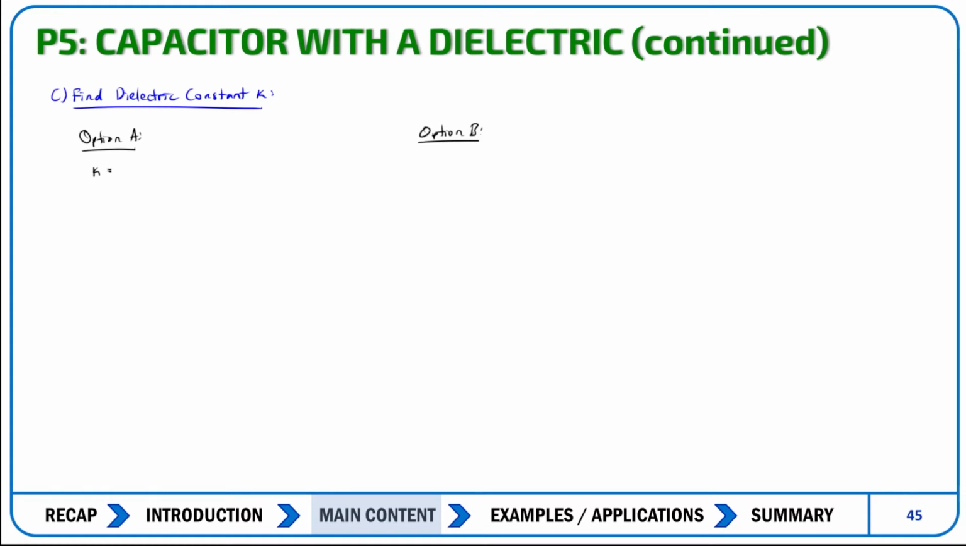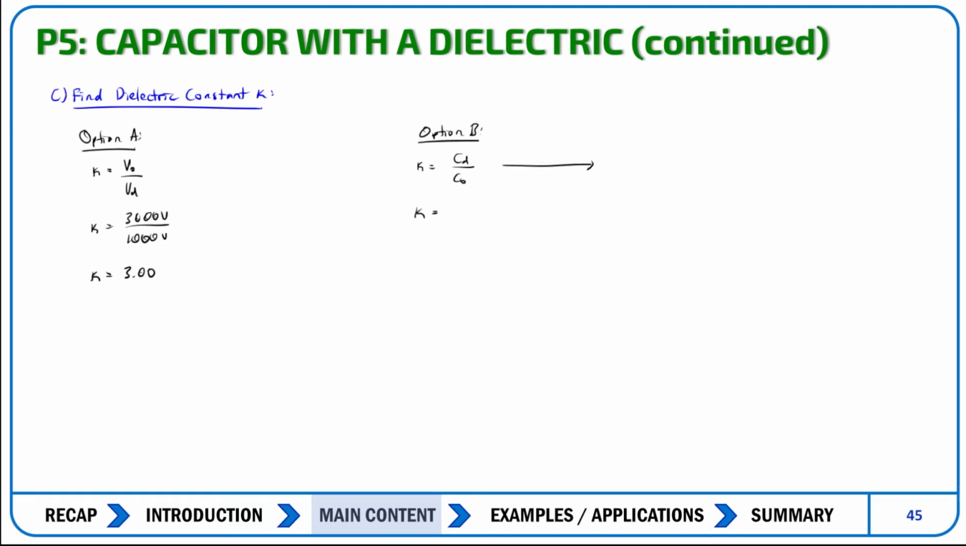Kappa is simply going to be V naught over V_D. That's 3000 volts over 1000 volts, and that gives you a factor of 3. Option B, we have kappa is equal to C_D over C naught. And we're going to have to try and calculate those.